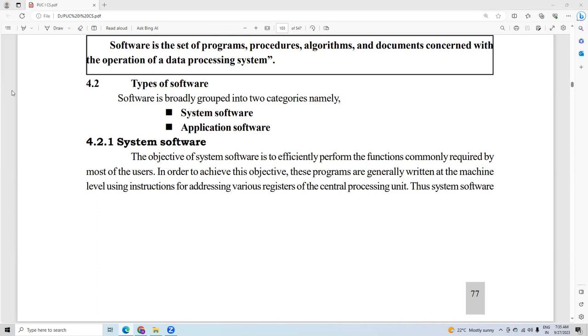This is the general meaning. Let's see in your textbook what points they have given. The objective of system software is to efficiently perform the functions commonly required by most of the users, right? In order to achieve this objective, these programs are generally written at the machine level using instructions for addressing various registers of the central processing unit. Usually system softwares are written in binary language.